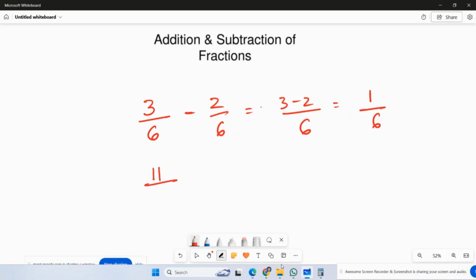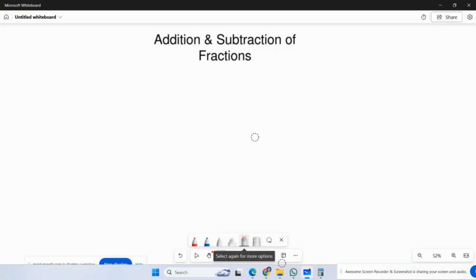Let's see one more example. 11 upon 13 minus 9 upon 13. Here the denominator is the same, so we directly write down the denominator as it is. 11 minus 9 is 2. So the answer is 2 upon 13. Okay. When the denominators are the same, we simply subtract the numerators and write down the denominator as it is. What if the denominators are different?